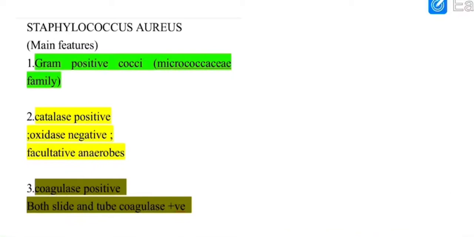Hello. So let's have a small discussion about the main characteristics of Staph aureus that will be useful for your exam. The first point is it's a gram-positive cocci that belongs to the Micrococcaceae family. The Micrococcaceae family is actually divided into two, that is the Micrococcus and Staphylococcus.